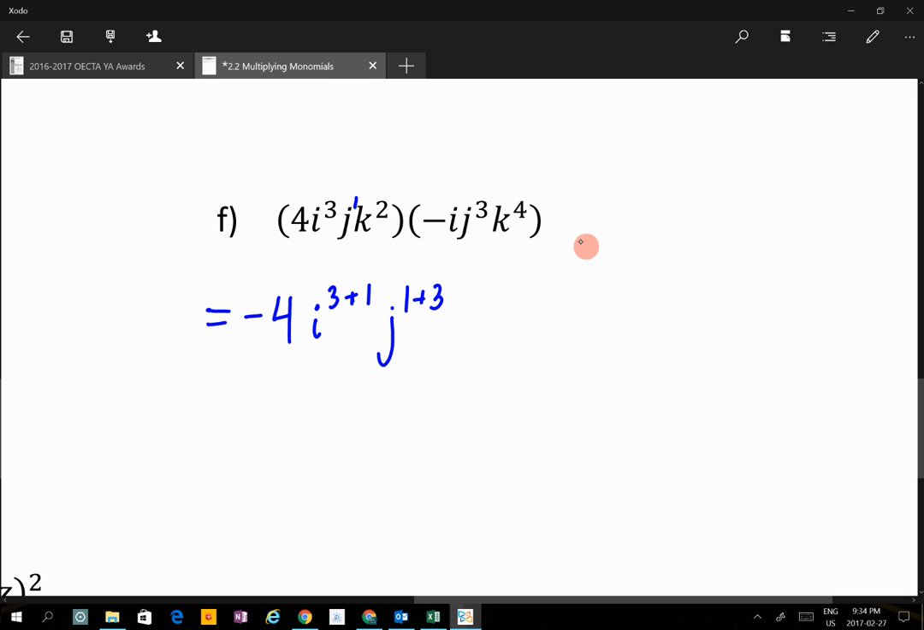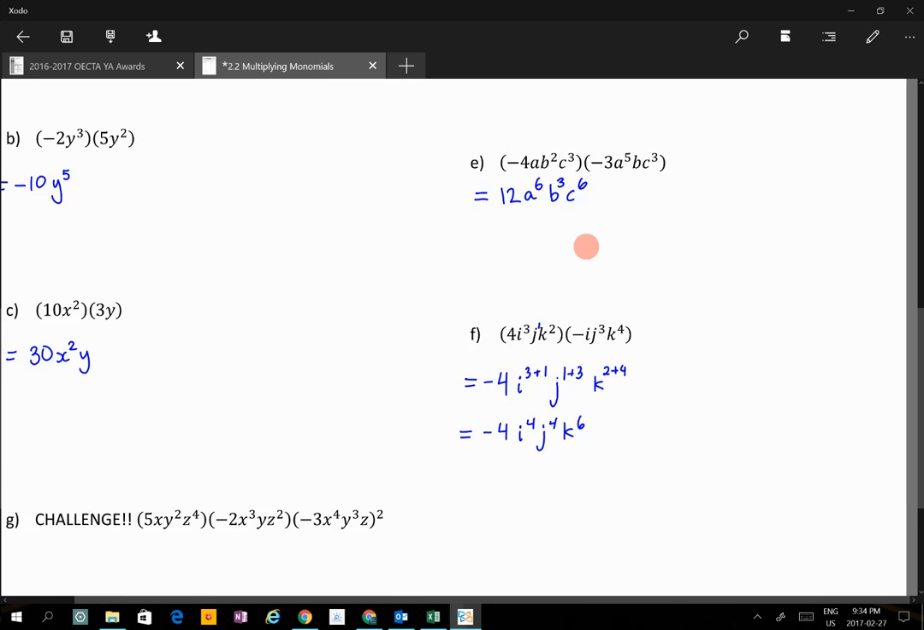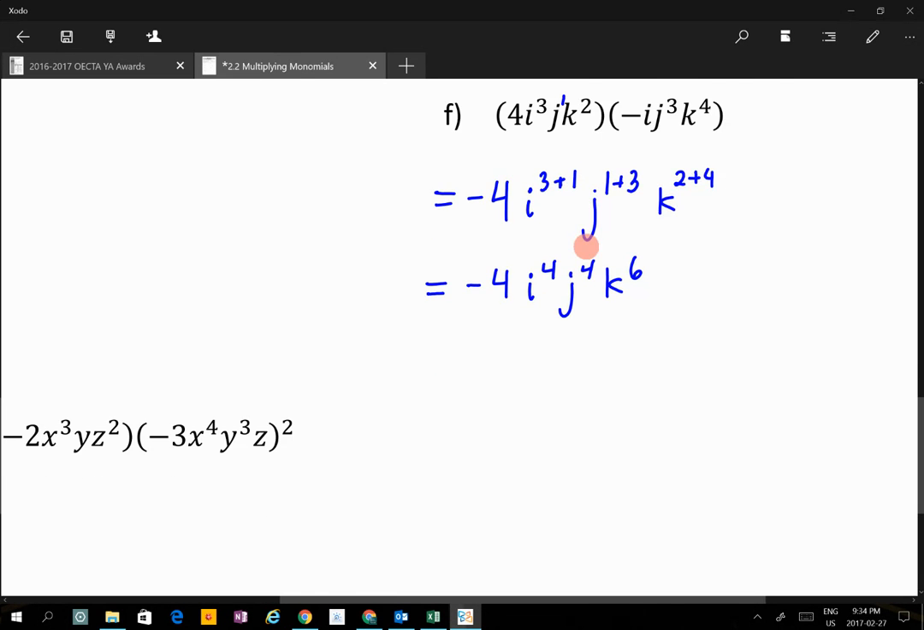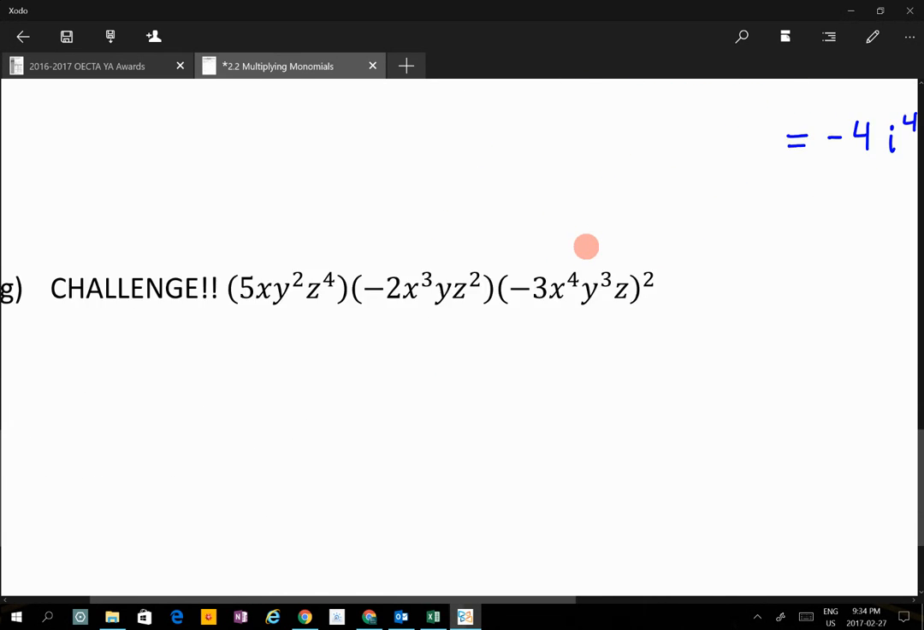And then I have k to the exponent 2 times k to the exponent 4. So I write them as a single base k, and I add their exponents 2 plus 4. When I simplify, I get negative 4 times i to the power of 4 times j to the power of 4 times k to the power of 6. And remember, like the last lesson, whenever you have negative exponents, convert them to a positive exponent.